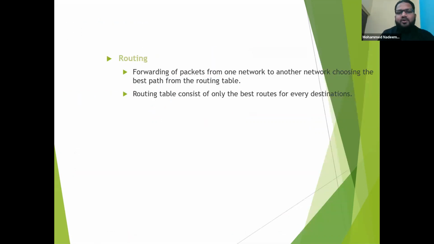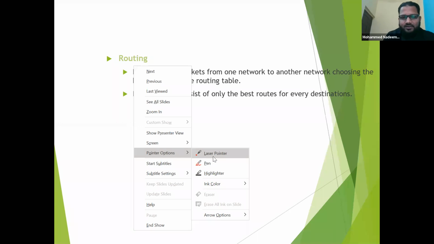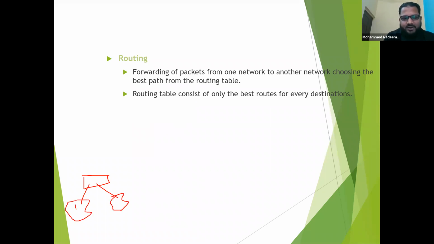Next, routing: forwarding of packets from one network to another network. If you understand basic routing, then you will understand everything. So what does routing mean? Yesterday we talked about the multi-layer switch. There was one VLAN, and one VLAN is nothing but one network, and there was another network, right? VLAN 10 and VLAN 20, 192.168. This is another network. So what we did on the multi-layer switch, we got a routing table.